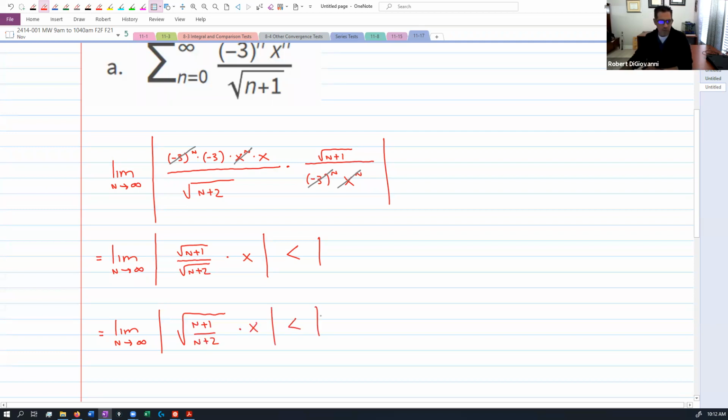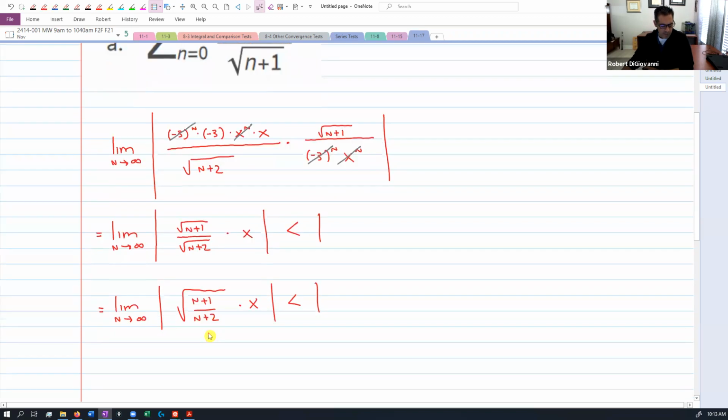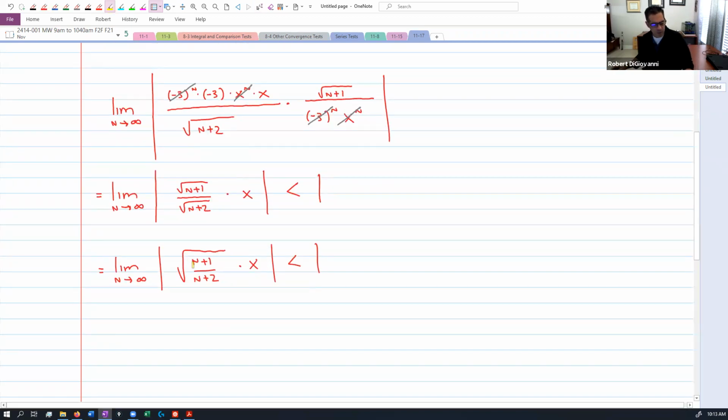On that square root thing, when you have the square root of n+1 over the square root of n+2, I put that into one root. And then I'm going to run L'Hopital's rule on just the inside. And when I do L'Hopital on that, I get a 1. So I'm running my limit now. That goes to 1, which means I have absolute value of x is less than 1.